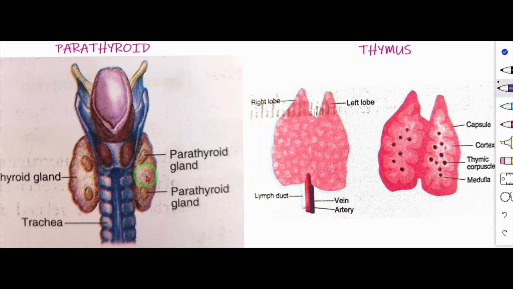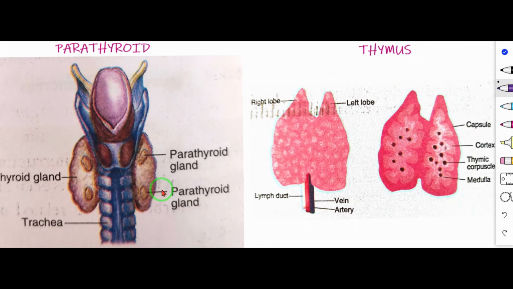This parathyroid gland secretes one hormone that is known as parathormone. Now functions of parathormone. This parathormone regulates calcium and phosphorus metabolism in the body. As well as this, parathormone acts on bone, kidney and intestine to maintain blood calcium levels.